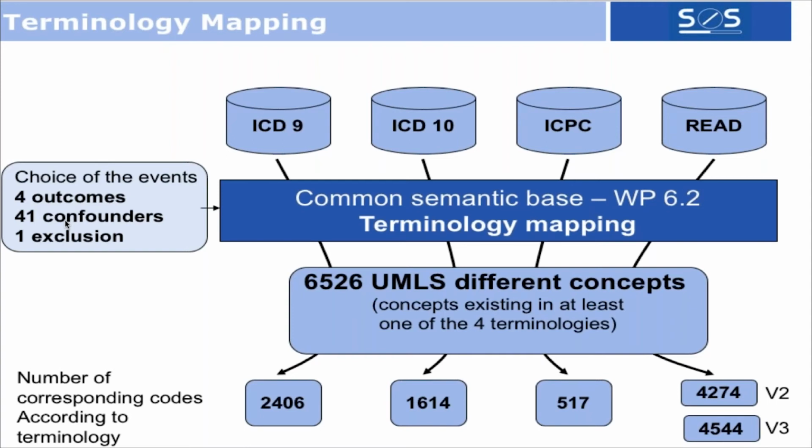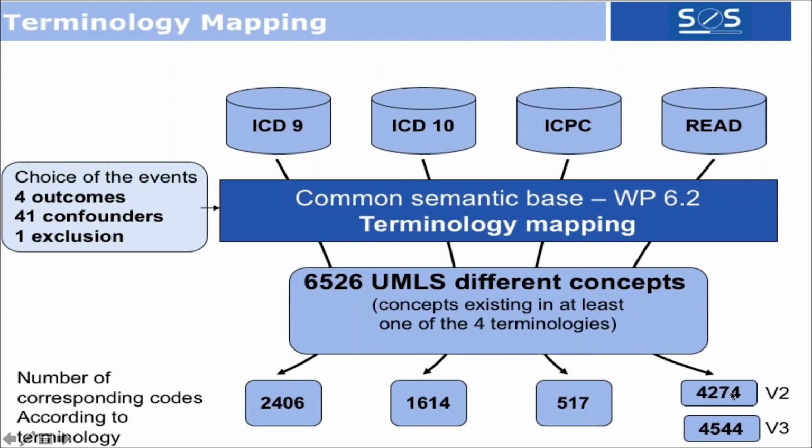And there were 41 confounders that needed to be considered, and there was 1 exclusion criterion. We had these terminologies across the data sources, and we needed to find a common semantic base. That meant that these events were translated to UMLS concepts, which could then be mapped out to the different codes in the different terminologies.